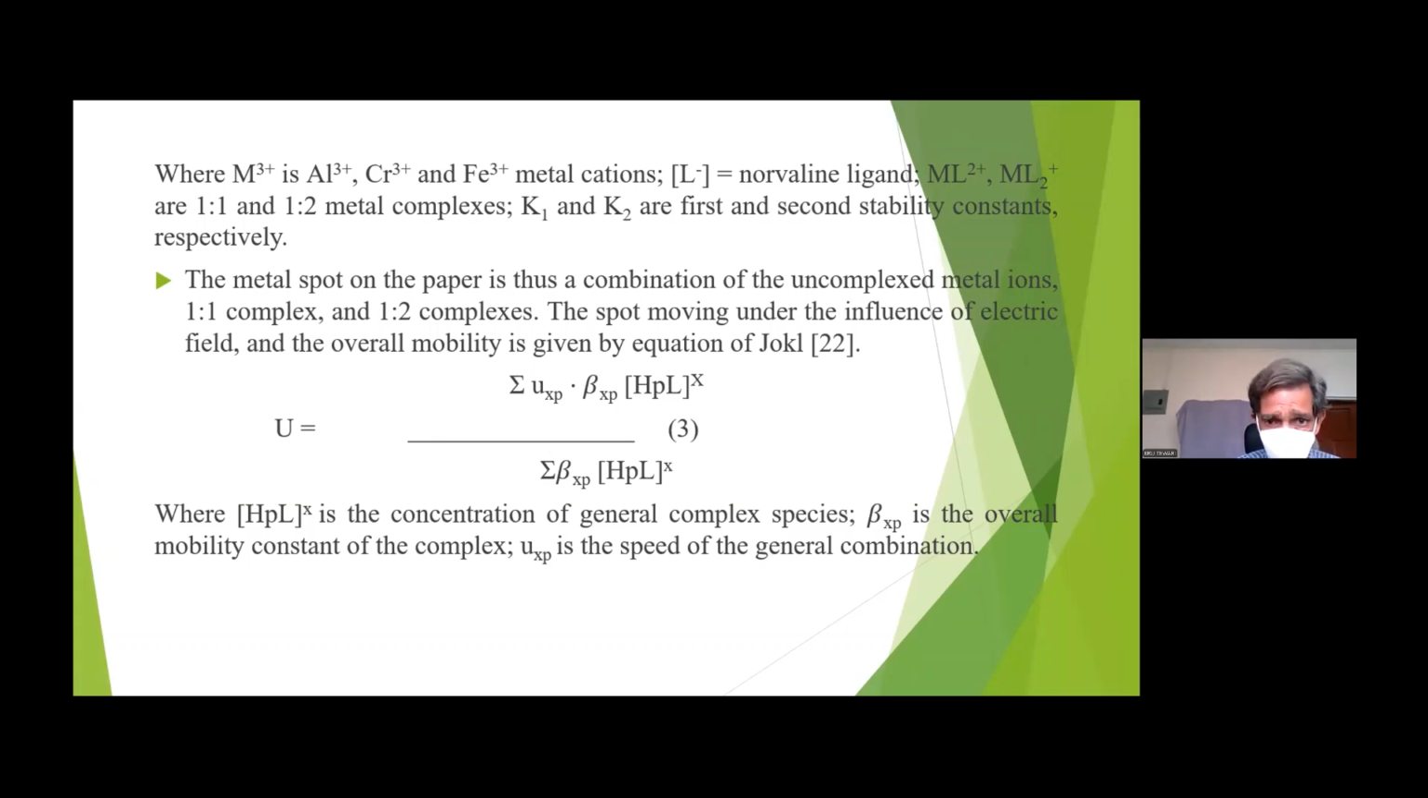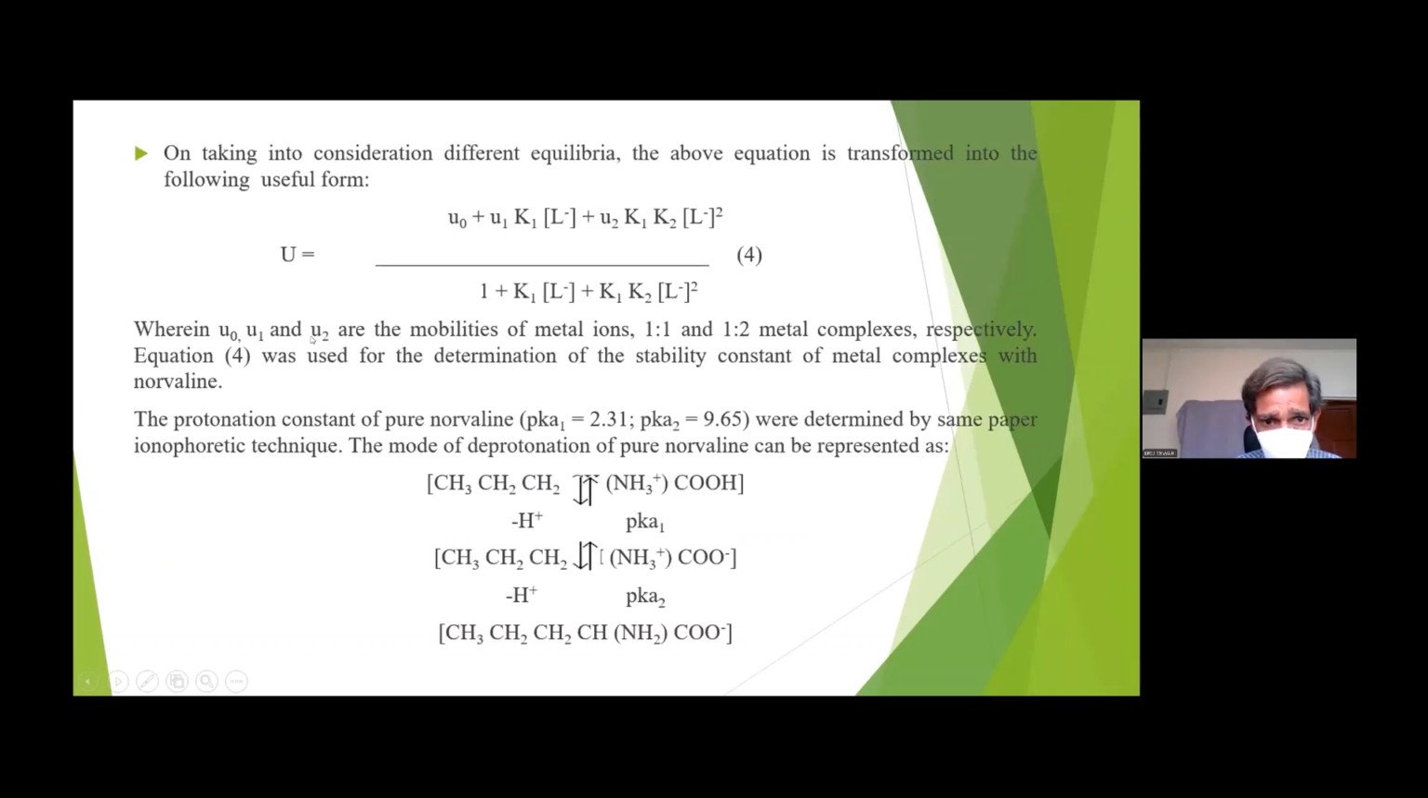The spot moving under the influence of the electric field has an overall mobility given by equation 3, given by Joker, reference number 22. Taking into consideration the different equilibria, this equation changes into the useful form of equation 4: U = (U0 + U1 K1 [L-] + U2 K1 K2 [L-]^2) / (1 + K1 [L-] + K1 K2 [L-]^2), where U is the overall mobility, U0 is the mobility of the free metal ion, and U1 and U2 are the mobilities of the 1:1 and 1:2 metal complexes.